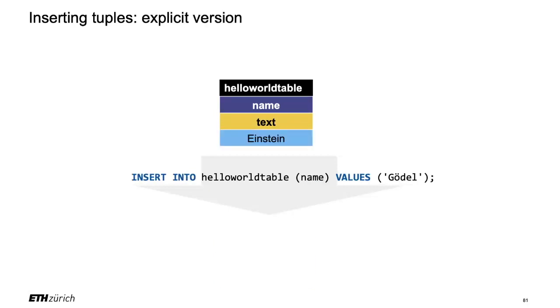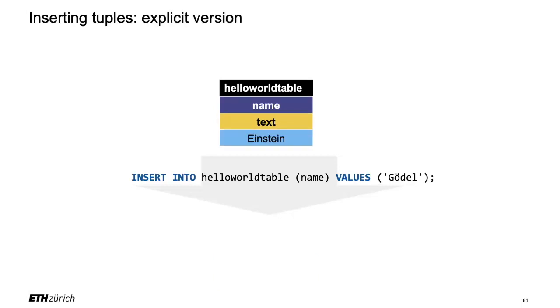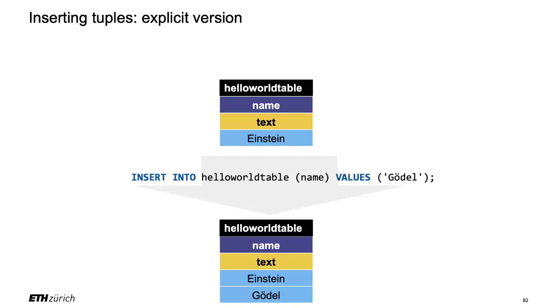Now you can also specify the name of the column that you want to insert into. It's kind of superfluous, I mean, it was clear there's only one anyway, but if you want, you can say into the column name, values Gödel, and now I have a second one.